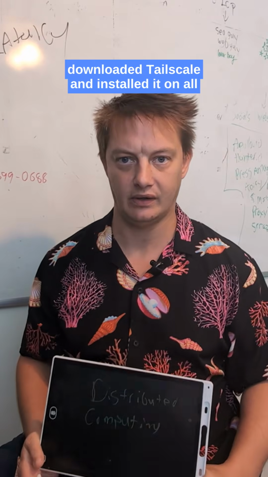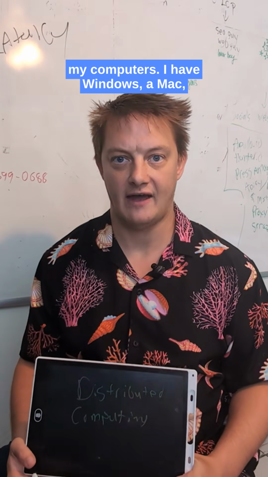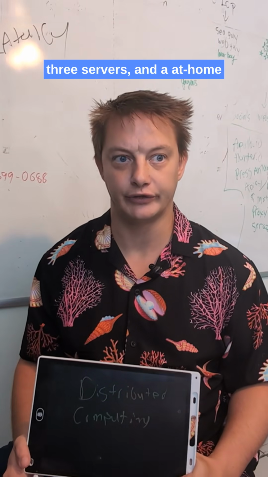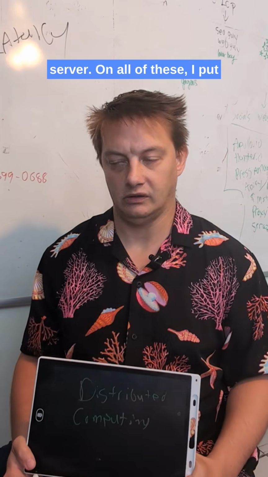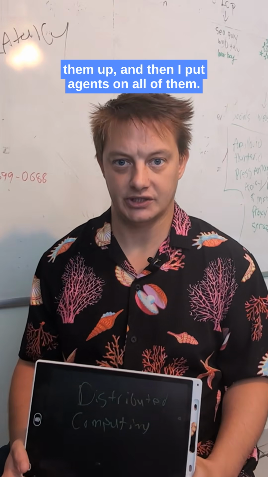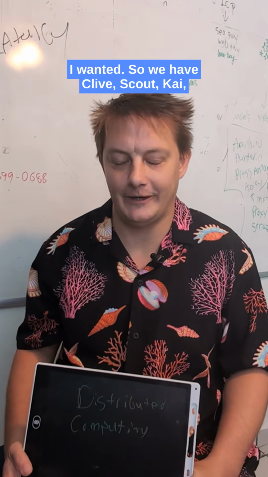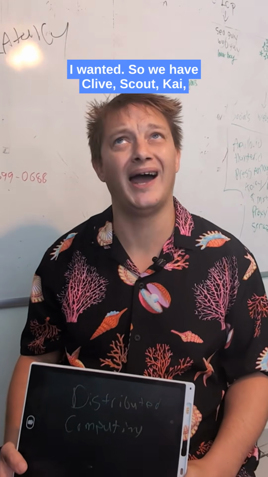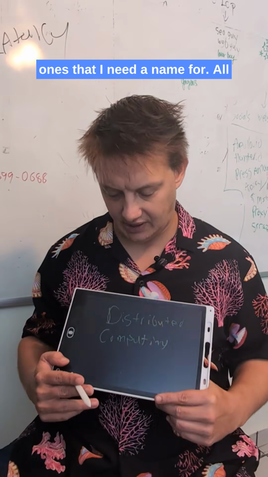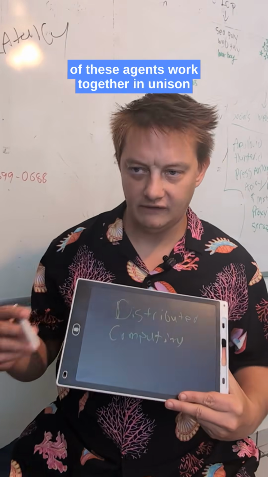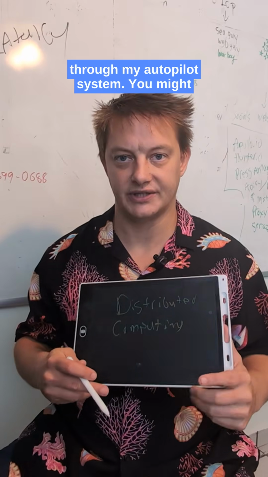First thing I did was I downloaded Tailscale and installed it on all my computers. I have Windows, a Mac, 3 servers, and an at-home server. On all of these, I put them up, and then I put agents on all of them. I named the agents based on whatever I wanted. So we have Clive, Scout, Kai, just a plain Hermes, and some other ones that I need a name for. All of these agents work together in unison through my autopilot system.